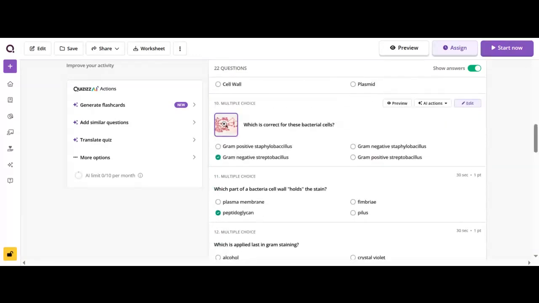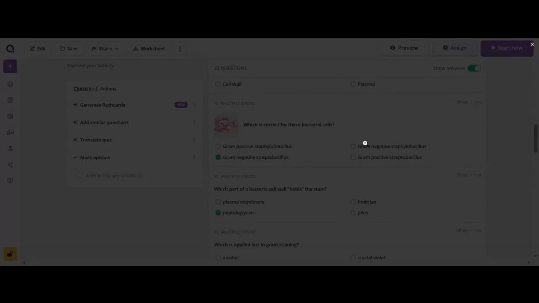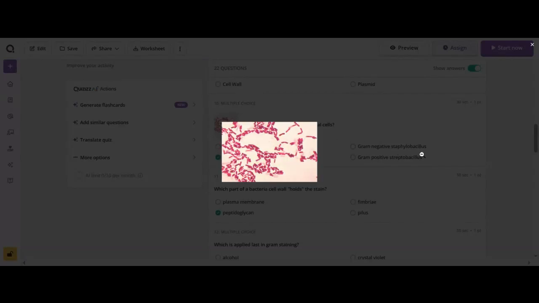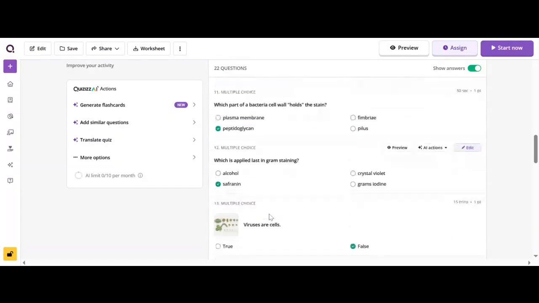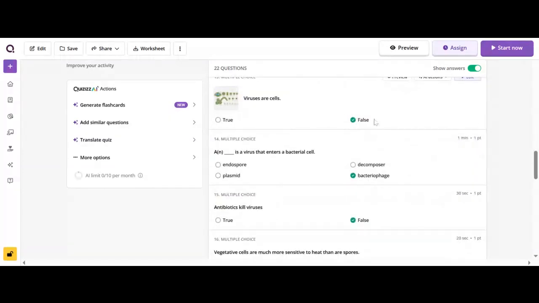If I look at this one, what is correct for this cell here? They appear as red color, so they are gram-negative cells. In terms of the arrangement, they are streptobacilli, rods in chain. Which part of the bacterial cell wall holds the stain? It's peptidoglycan. Which is applied last in gram staining? Safranin. If you remember the order of gram staining, it will be crystal violet, iodine, decolorization using alcohol, and then safranin, which is red.